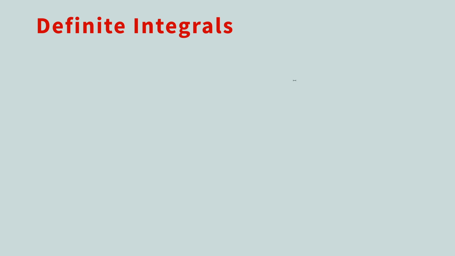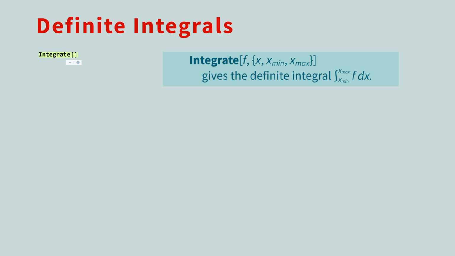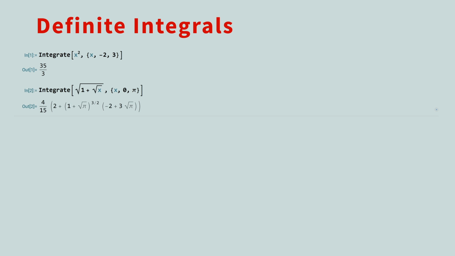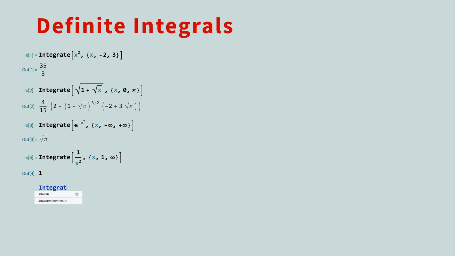To compute definite integrals, you also use the Integrate function. There is one difference, however. The first argument is, once again, your function. But the second argument is now a list containing the variable, lower bound of integration, and upper bound of integration. The Integrate function will return the exact value. You can also integrate over the entire real number line by using negative infinity and positive infinity as bounds of integration. As in mathematical writing, you write positive infinity as simply infinity. You can even compute the definite integral of a function with parameters.